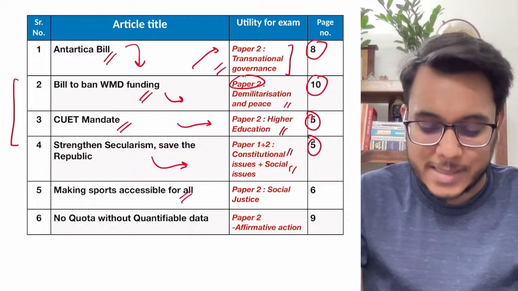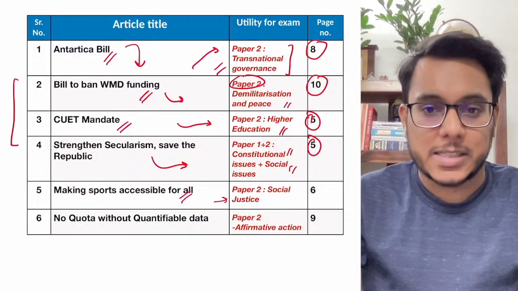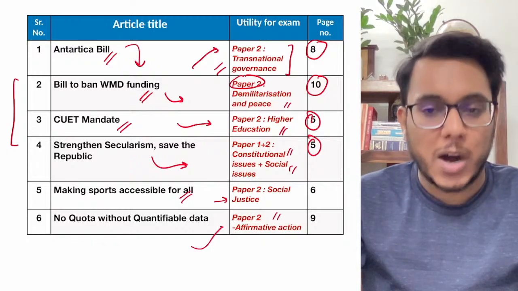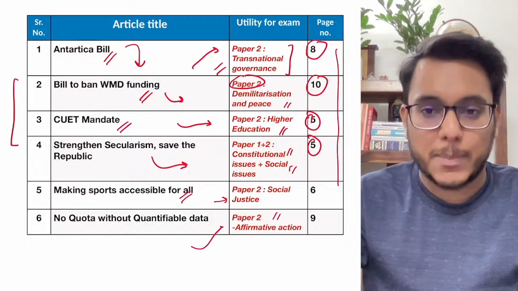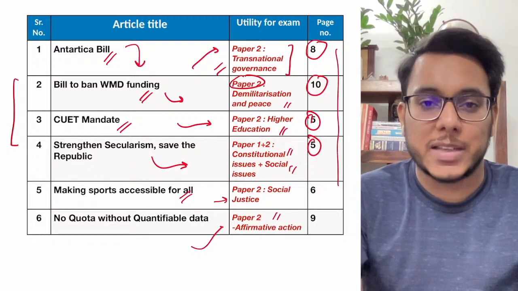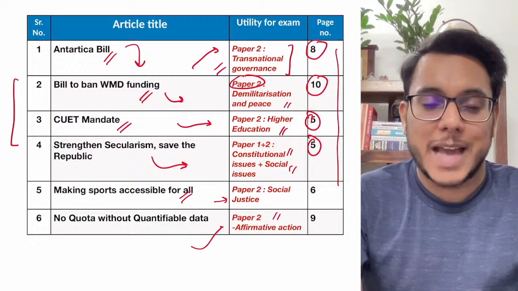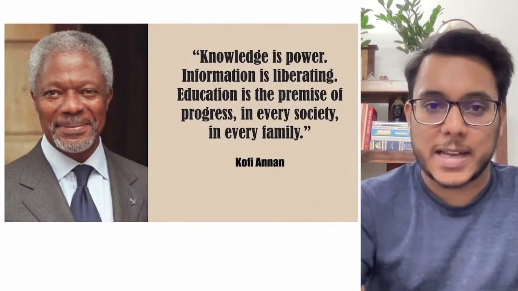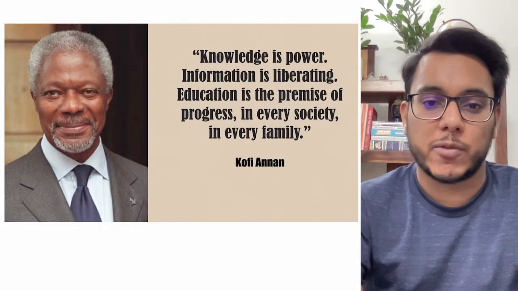Then making sports accessible to all, social justice, GS paper number 2, and no quota without quantifiable data, paper number 2, affirmative action. Fine, you can see the page numbers on which they have come. So guys, this particular effort has been made to further save your time so that you can directly go into the articles. Okay, now starting up, first let's take the GS quote for today.